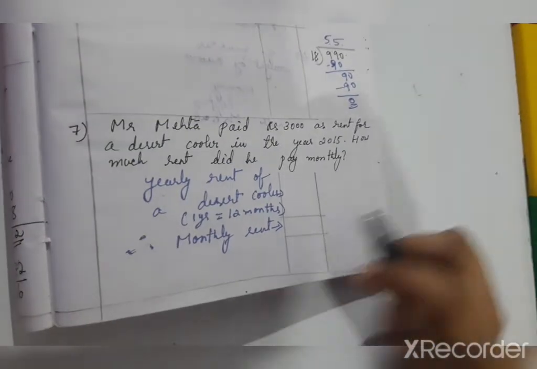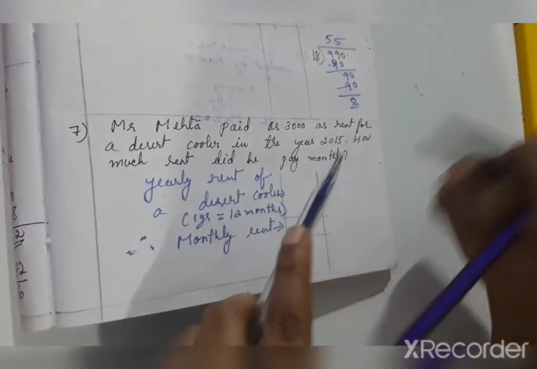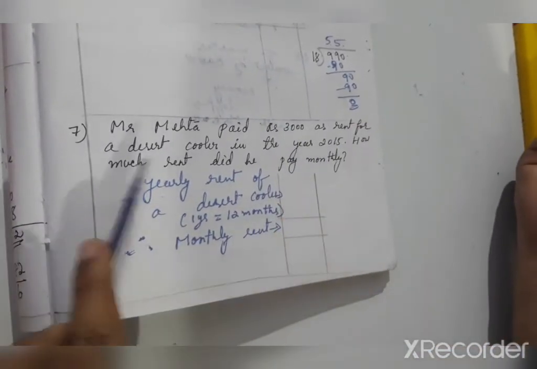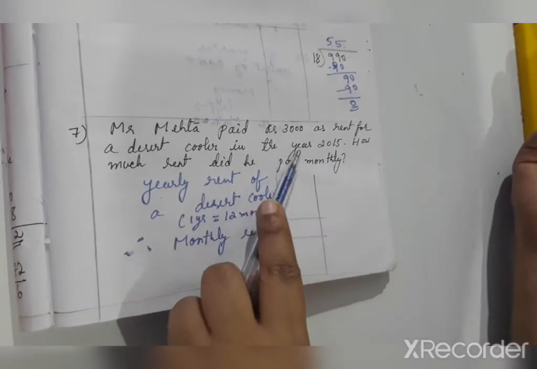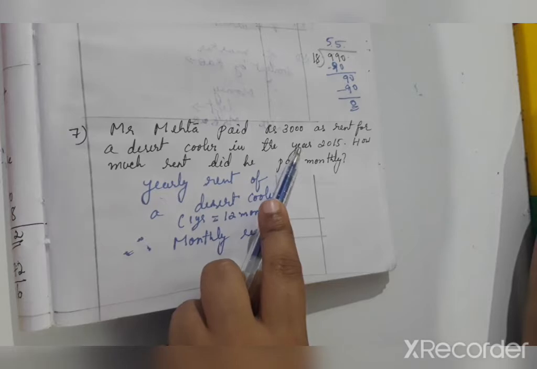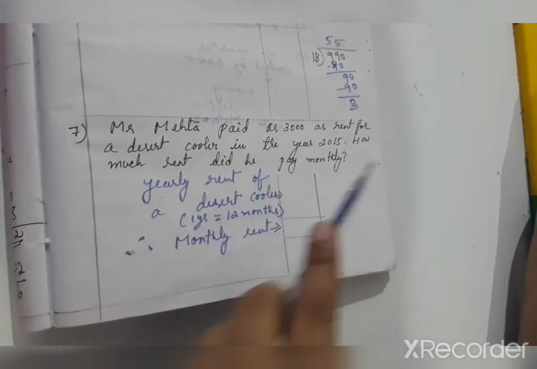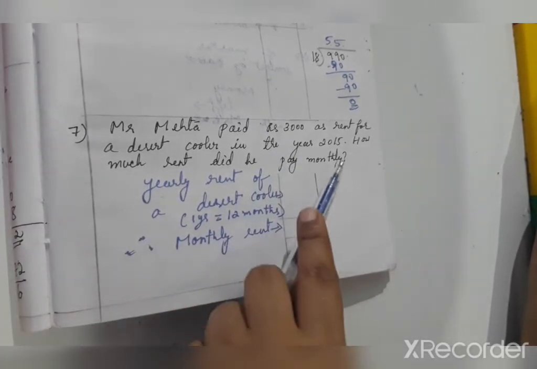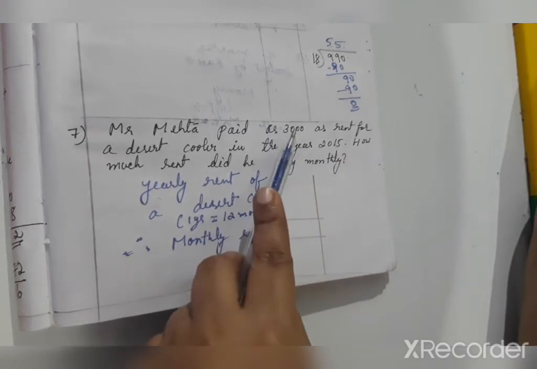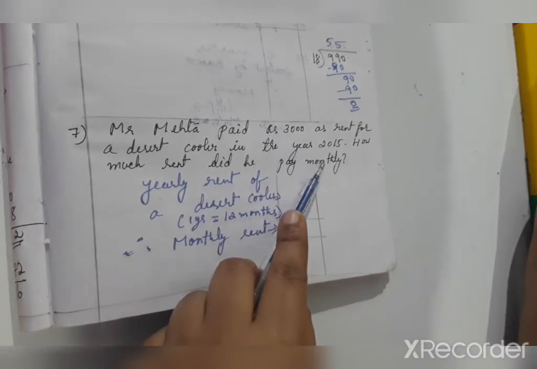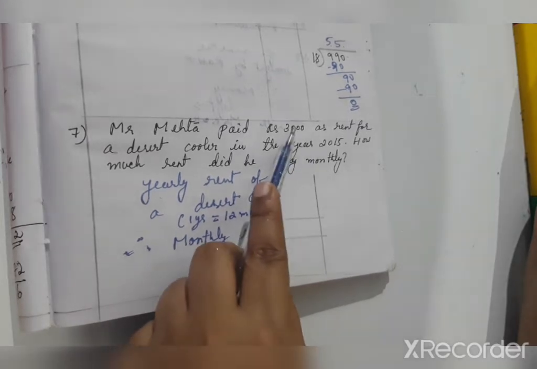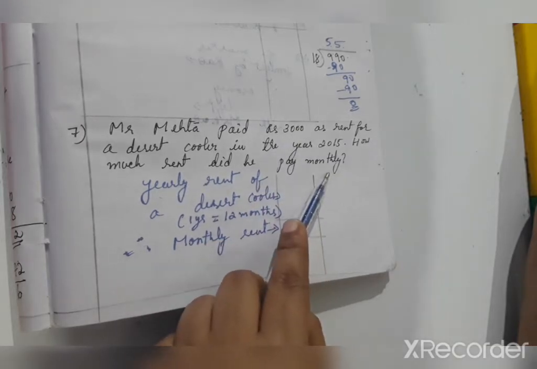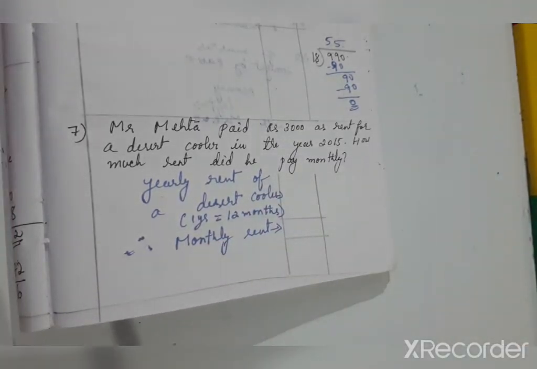Next question. Mr. Mehta paid rupees 3000 as rent for a desert cooler in the year 2015. Means yearly rent. Year of 2015 means the yearly rent is 3000. How much rent did he pay monthly? So 1 year rent is 3000. For 1 month, how much? For 1 year, how many months? 12 months. 1 year equals 12 months. So 12 months rent is 3000. For 1 month, how much? That we have to find.